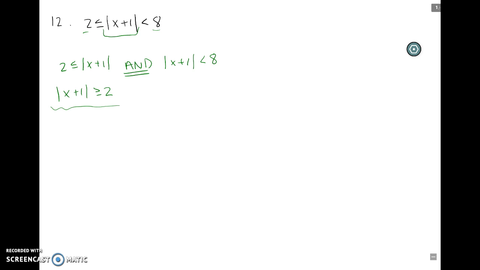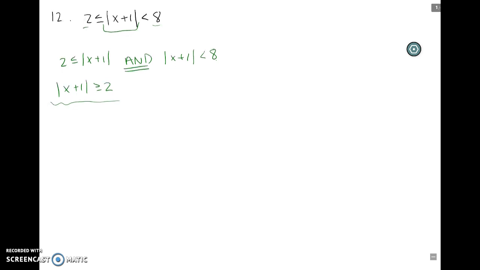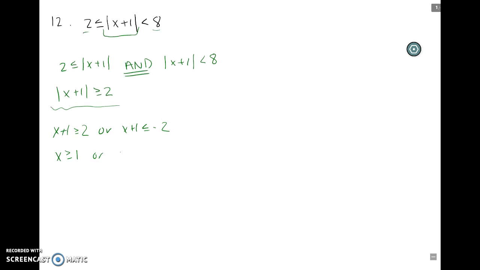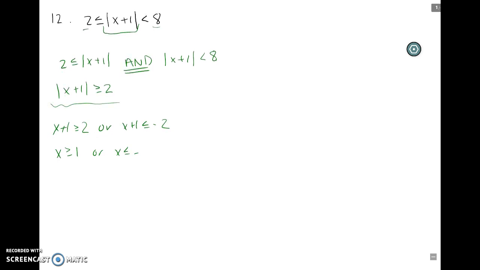So to take away the absolute values, you do the 2 different ones. So you have x plus 1 is greater than or equal to 2, or x plus 1 is less than or equal to negative 2. And then just solve those. So x is greater than or equal to 1, or x is less than or equal to negative 3. Okay, so now I'll come and do the other side of the problem.